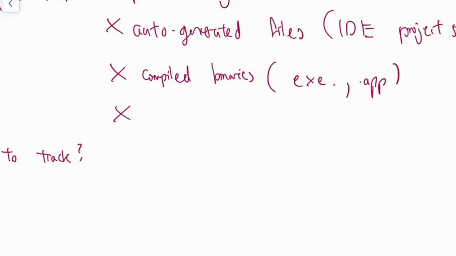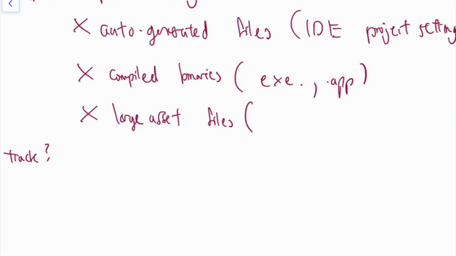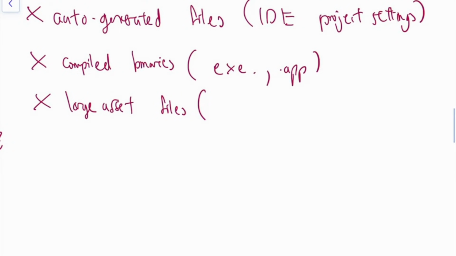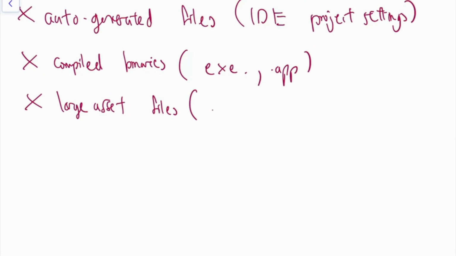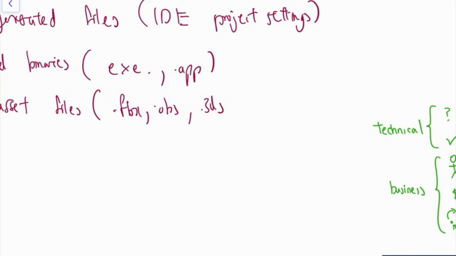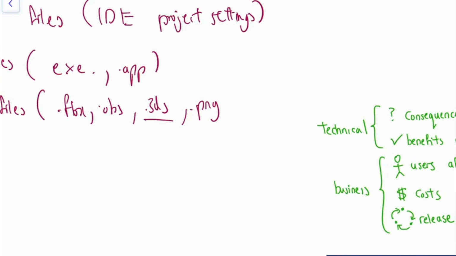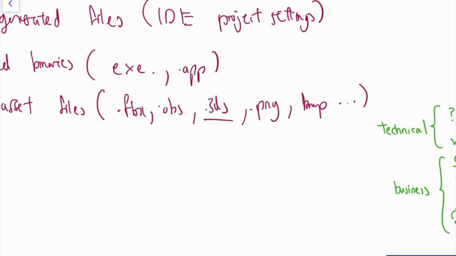And similarly, very large asset files. Especially if you are familiar with Unity or game development in general, there are a lot of files that are huge. Your model files, and the source model files are especially huge. Other files in general, even for web projects, there are huge image files and so on.